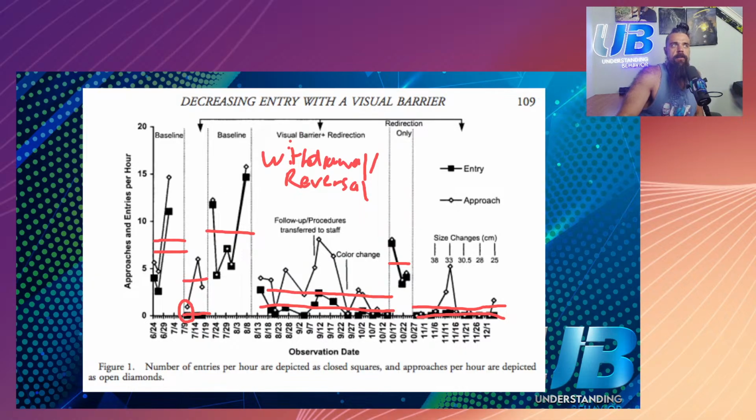We would say that our visual barrier plus redirection is pretty effective, decreasing both behaviors. So we saw that our approaches were at about a level of 7.5 or 8. We had entries at about like 6.5 or 7. And then we decreased those down to 0 and 4. So pretty good decrease. We went back to baseline. We saw both of these increase to even higher levels. So they increased to about 8 or 9.